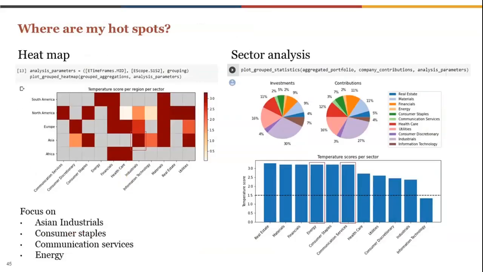First, we can analyze the portfolio on a heat map or sectorial basis, and we can, for example, see here that the Asian industrials is a standout compared to European and North American industrials. And we can see, if we're looking at this portfolio on a global level, that energy is obviously scoring quite high, which is a bad thing in this case. But more importantly, why is communication services so high as well, similar to energy?